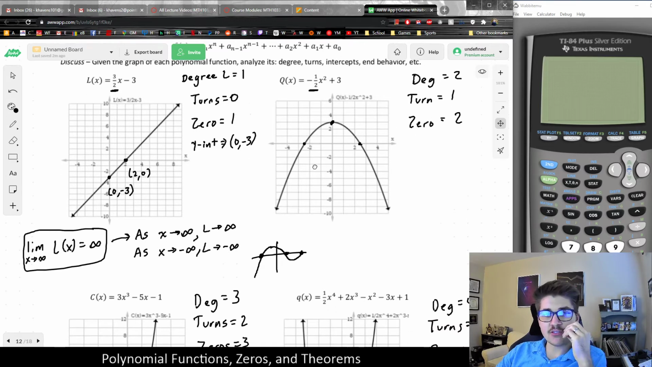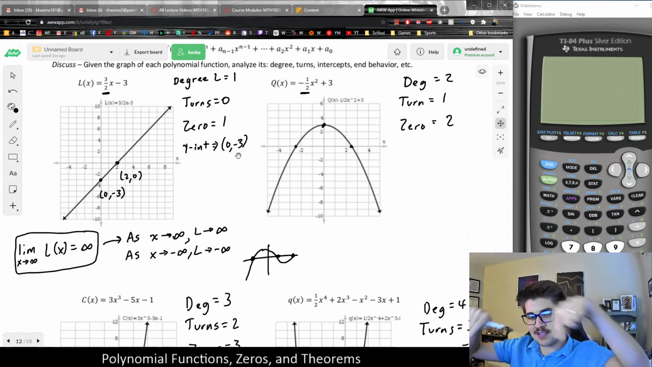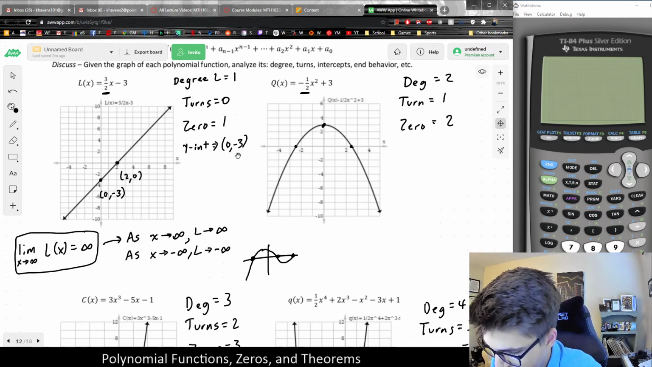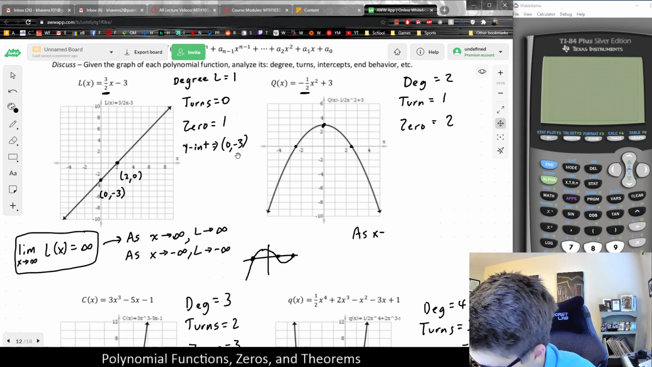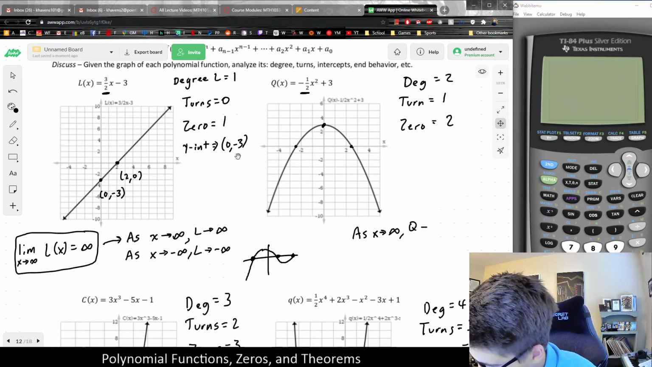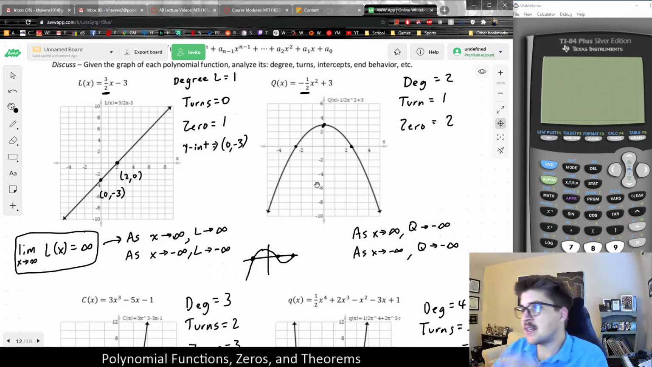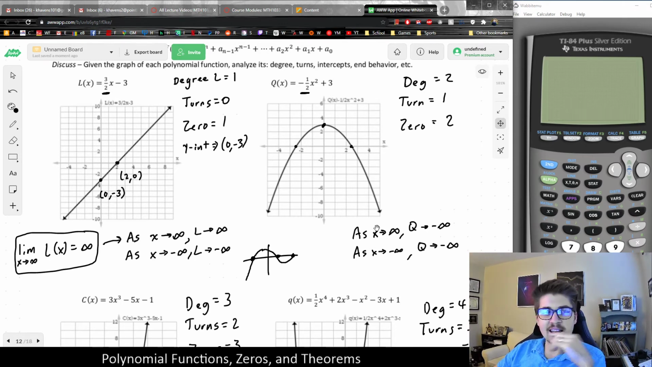So looking at the next three, let's try to do those a little bit faster. With the quadratic, notice that to the right it goes down, and to the left it goes down. So the end behavior in both directions is actually minus infinity. We'd write that as x approaches infinity, and Q, for quadratic, approaches minus infinity. And as x approaches negative infinity, Q also approaches minus infinity. This is kind of like saying as I go to the right, the value of the function is going down to minus infinity. It's going to get smaller and smaller. And same as if I go to the left.